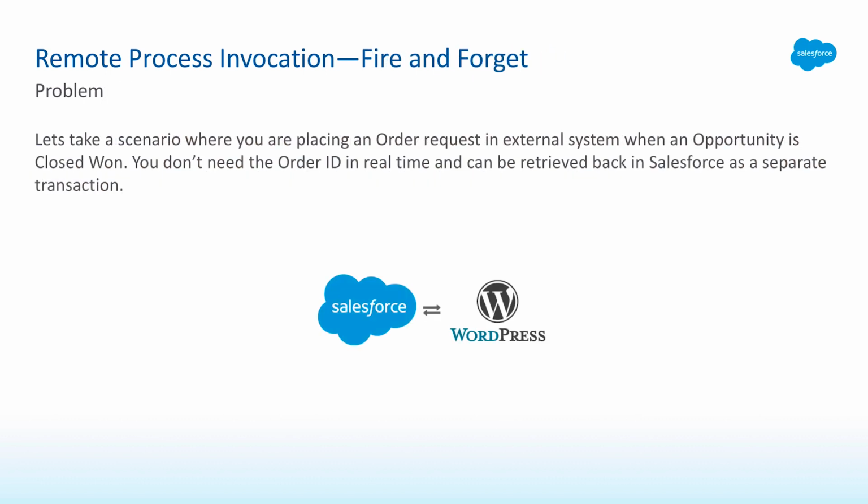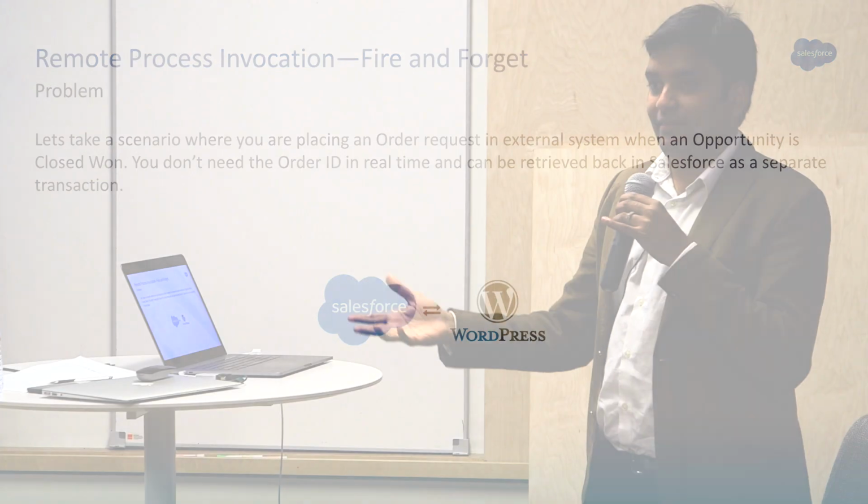The second is, as I said, fire and forget. Maybe this is a good example. Let's say, as I said, the opportunity is closed won. You want to create an order in your WordPress website. Let's say you're using a WordPress website for order management. So whenever the opportunity is closed won, you want to create an order in WordPress. Now in this scenario, for me as a CEO, I don't need the order to be generated right away, but I just want to somehow notify WordPress that please create an order.